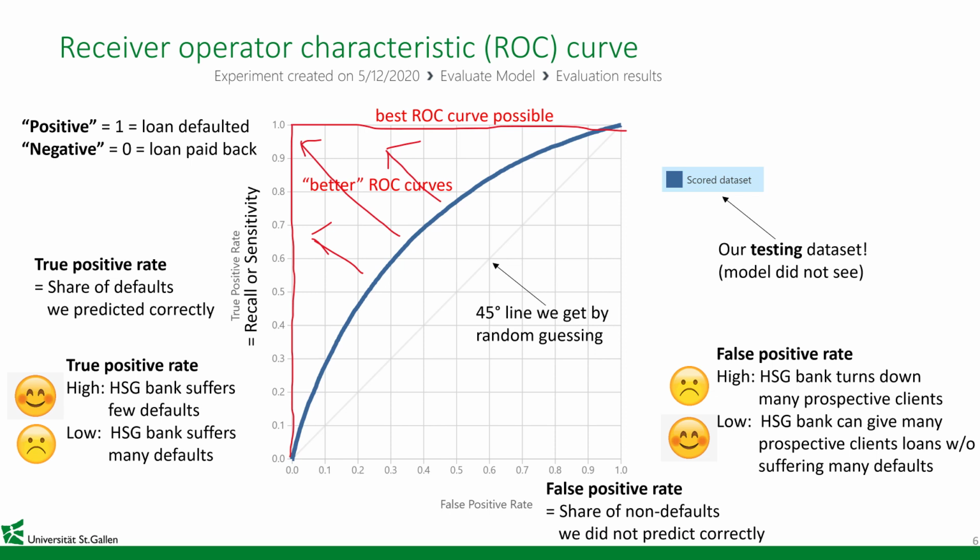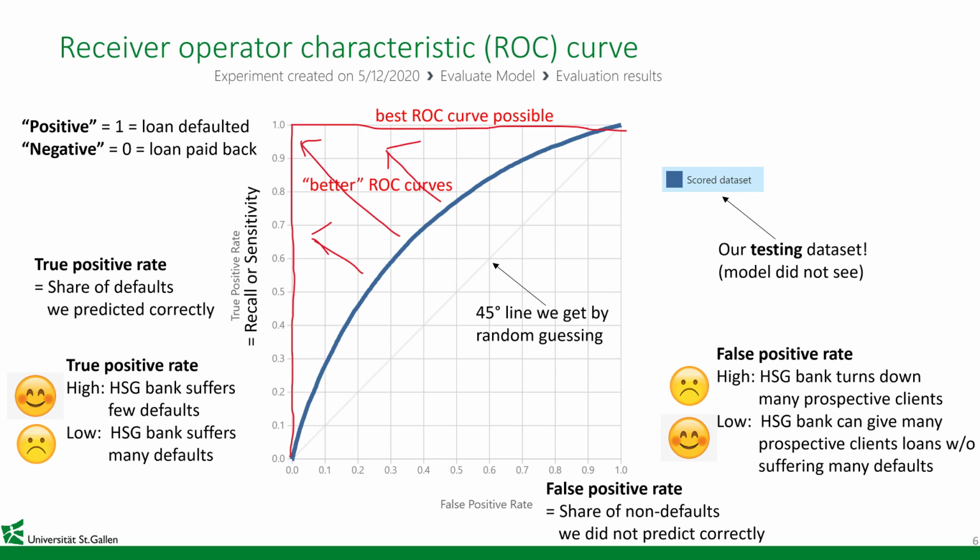True positives are when we predicted that a loan would default and it actually did default. So our prediction was correct. The true positive rate just measures the share of defaults we predicted correctly, or how many defaults out of total defaults we were able to catch. False positives, on the other hand, are when we predicted a loan would default, but in fact it did not default, so we made an error. The false positive rate just measures the share of non-defaults we did not predict correctly.